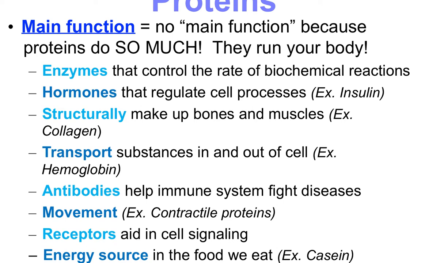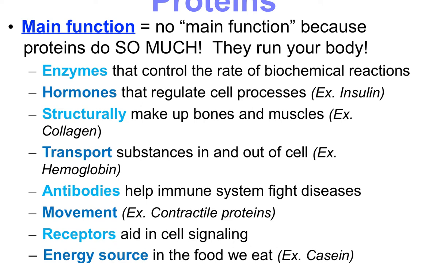Structurally, they make up bones and muscles. An example of a structural protein would be collagen. You might have heard of that molecule before on infomercials for lotions that'll make you look younger. Proteins are also part of our transportation system, transporting substances in and out of the cell, like hemoglobin. Proteins are also antibodies, and we've heard a lot about that in the news lately. Antibodies help our immune system fight off all kinds of disease, and so antibodies are made of proteins.